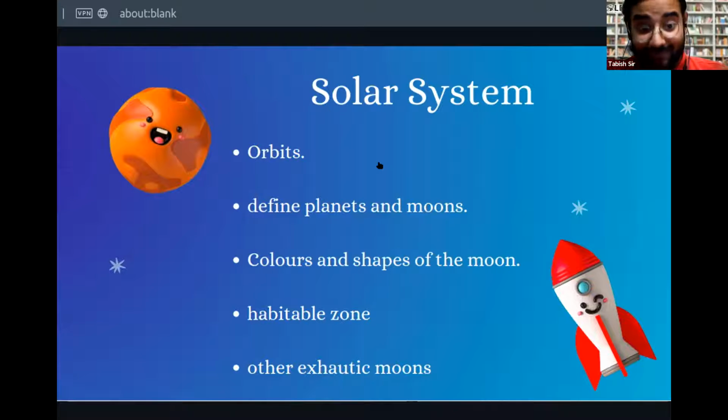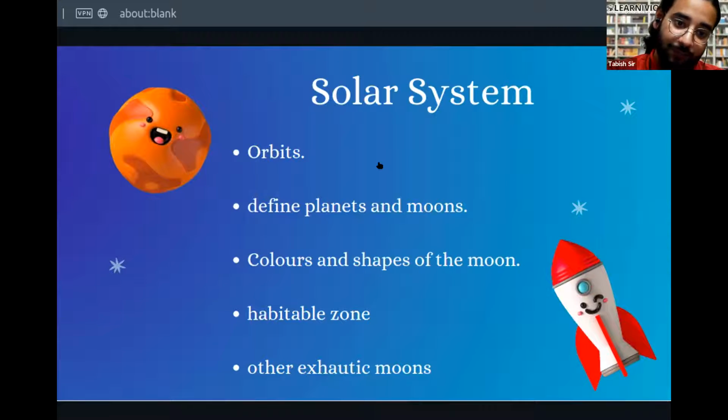Then we go ahead and define planets and moons. What are the basic definitions of these things? Because things can get very technical very quickly, we'll try to be nice about things, but we'll still try to be very precise.